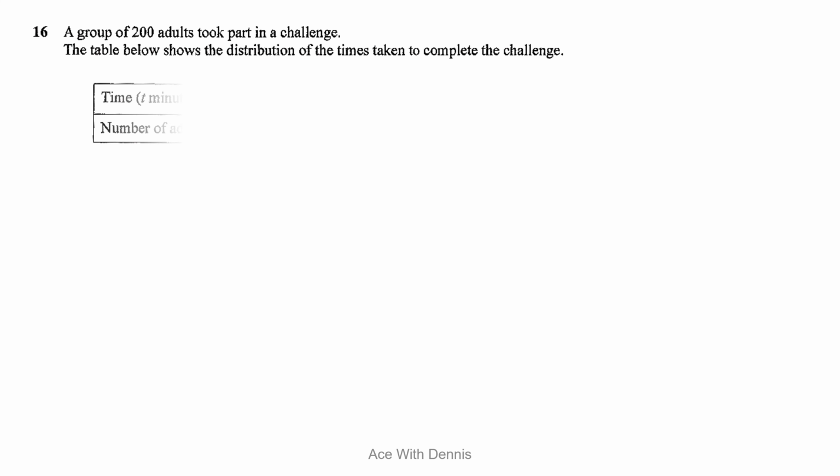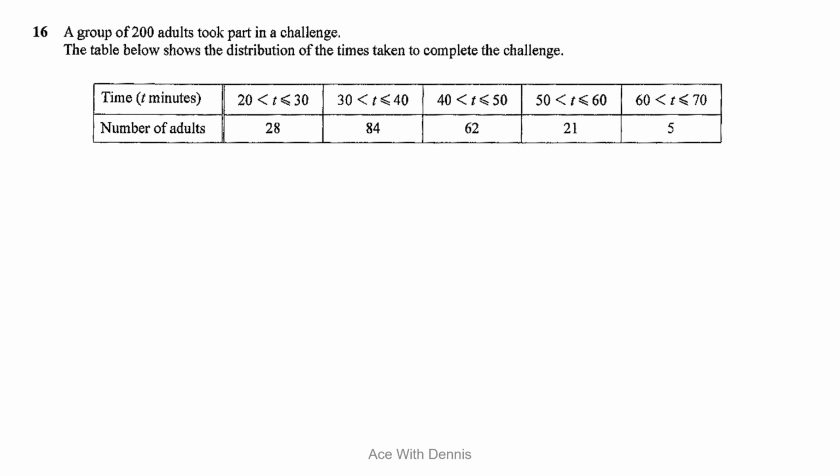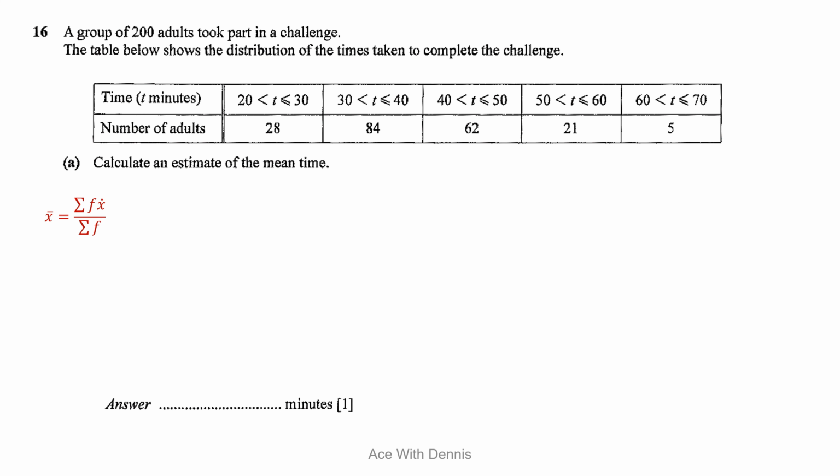Question 16. A group of 200 adults took part in a challenge. The table below shows the distribution of the times taken to complete the challenge. A. Calculate an estimate of the mean time. 1 mark. So to calculate the estimate of the mean time, we apply the mean formula, which is summation of f x dot over summation of f.